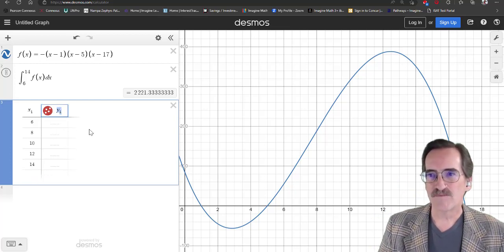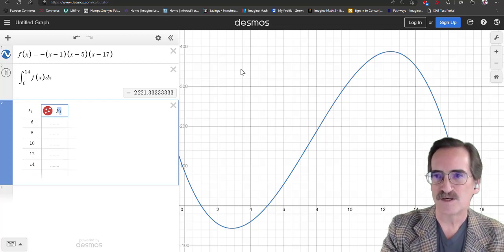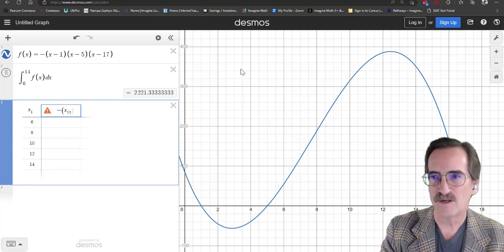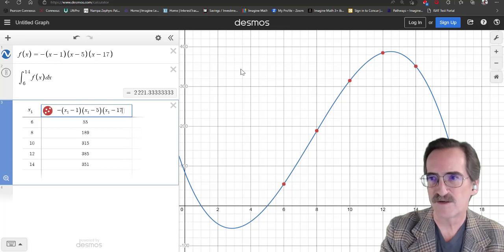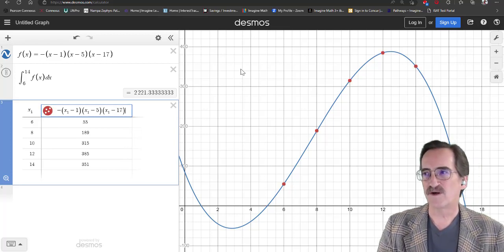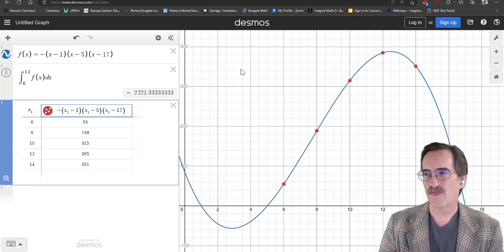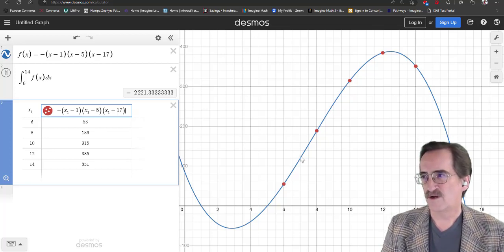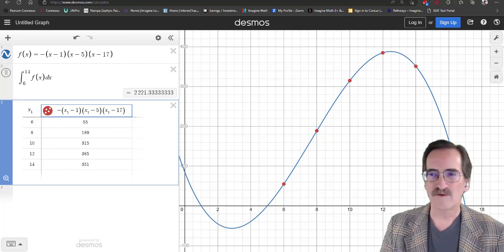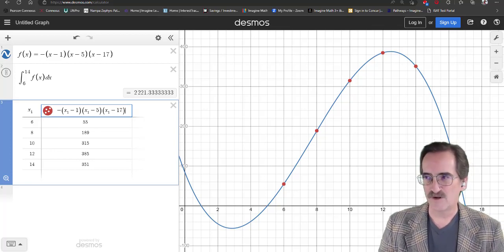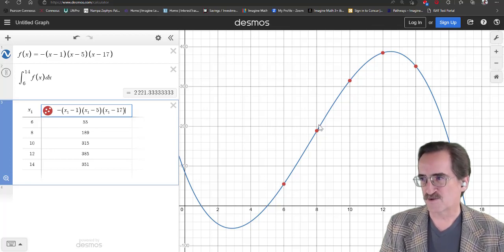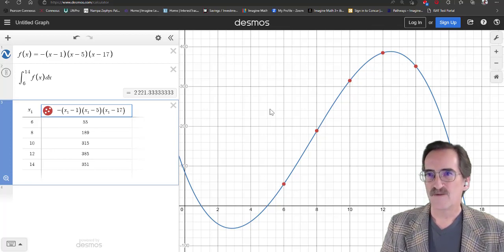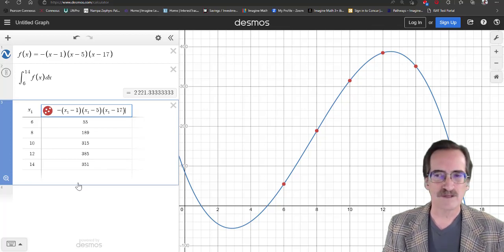Okay, and let me evaluate the function values at each place. So negative x1 minus 1, x1 minus 5, x1 minus 17. Okay, there are our function values at the given spots. And you can see the points on the graph and definitely verify that they are part of the function. Now the trapezoid rule would say I'd set up basically a straight line between those dots, but Simpson's rule is going to basically assign a curve.